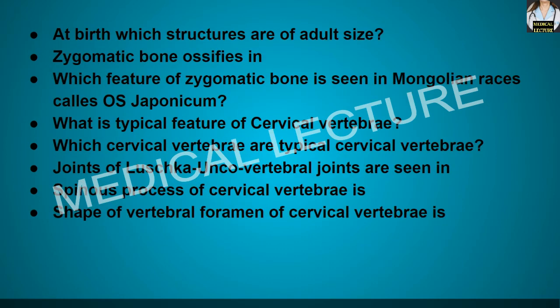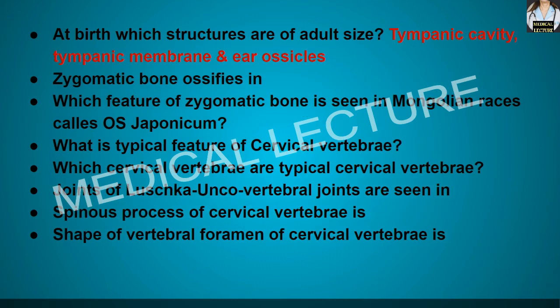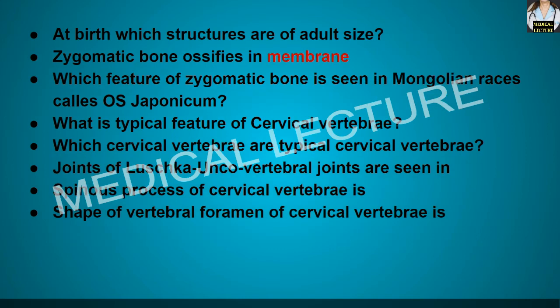Now next, at birth, which structures are of adult size? Over here remember, the tympanic cavity, tympanic membrane and the ear ossicles are of the same size as the adult at birth time. Now next, the zygomatic bone ossifies in membrane.